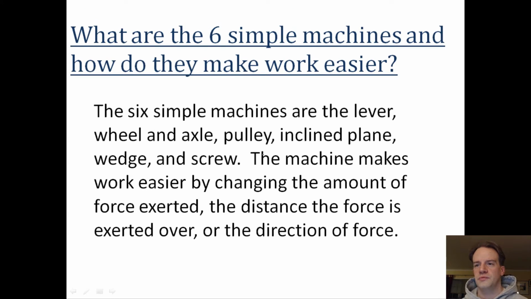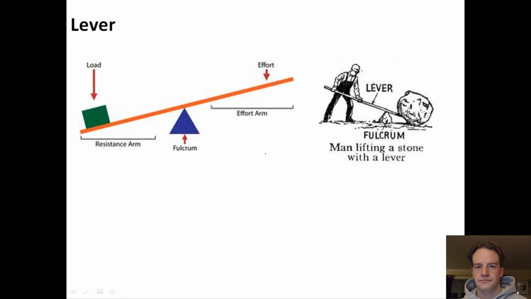So what are the 6 simple machines and how do they make work easier? Well, the 6 simple machines are the lever, wheel and axle, pulley, inclined plane, wedge, and screw. The machine makes work easier by changing that amount of force or the distance of force or the direction of the force. The lever can change the amount of force. It can also change the direction of the force.